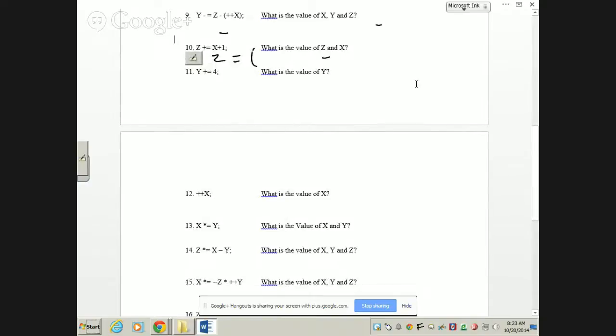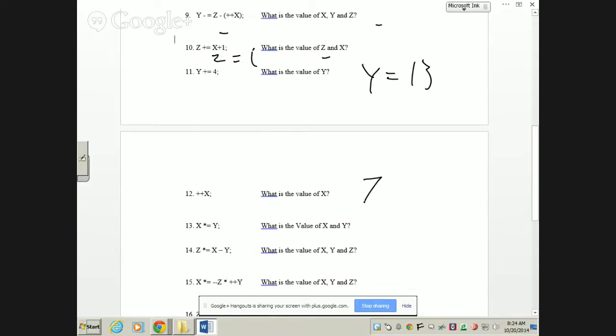Number 11. Y plus equals 4. That's pretty straightforward. So y is itself plus 4. Y starts out at 9, so y becomes 13. Doesn't ask for the other variables. They're unchanged anyway. Number 12 is pretty straightforward. Plus plus x. X starts out at 6, so x becomes 7.